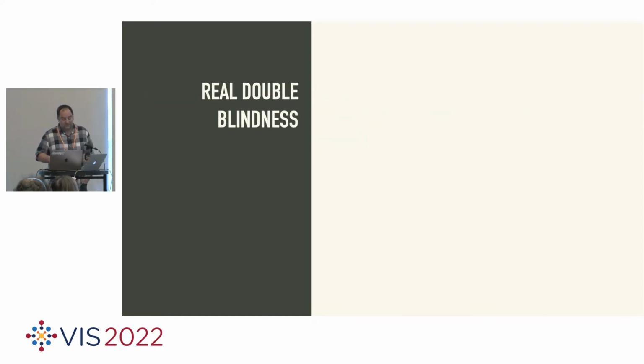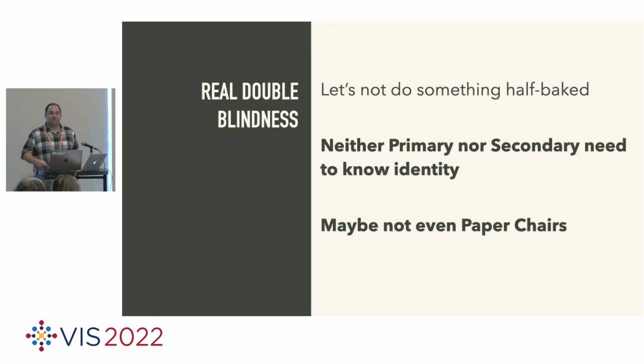And I want to make the case here for real double-blindness. I don't think we should do something half-baked, right? So right now, the way this works is even if a paper is submitted double-blind, the primary and the secondary know the identity of the authors. And those are the people who make decisions, so they are actually way more powerful than the external reviewers. I don't get why the primary or the secondary need to know the identity. Maybe not even the paper chairs need to know the identity, right? So we have this model with area paper chairs. As an area paper chair, I have never been in a situation where I need to contact an author, right? So there are overall paper chairs that could know all of this information, but there's not really a reason for anybody else to know the identity of the authors.